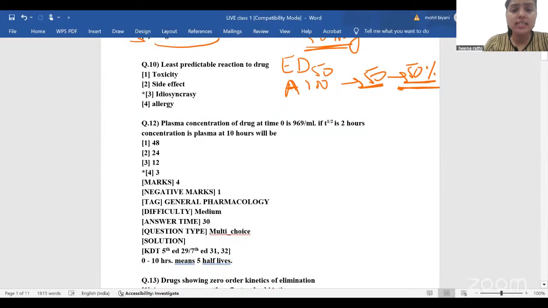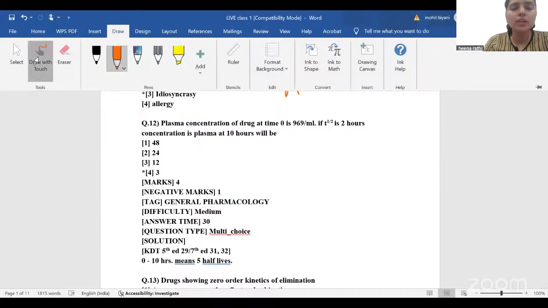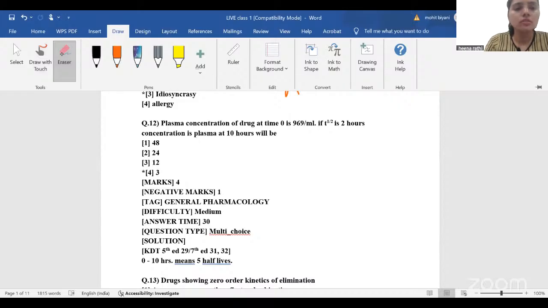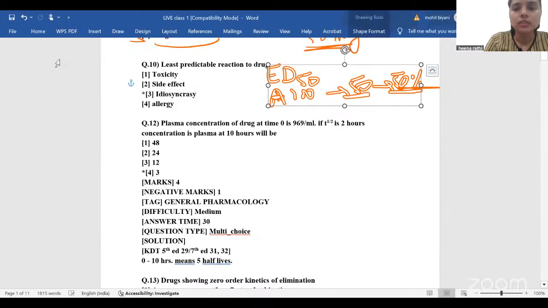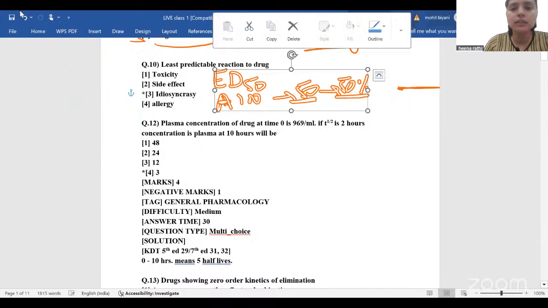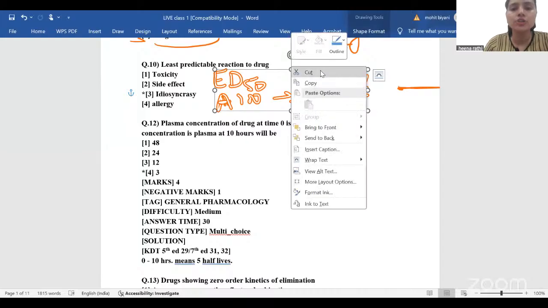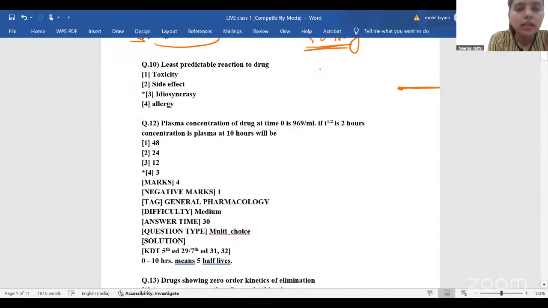The question is: least predictable reaction to the drug. What is the least predictable reaction to a drug? Let's go through the options. What is a side effect of a drug?